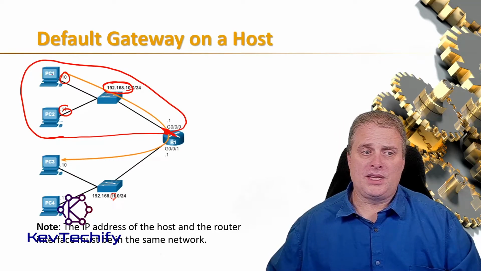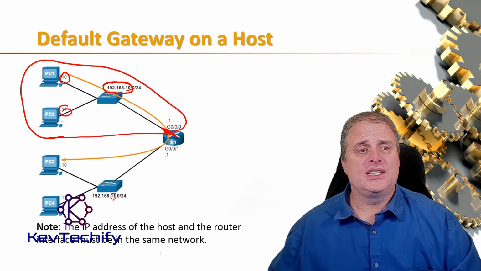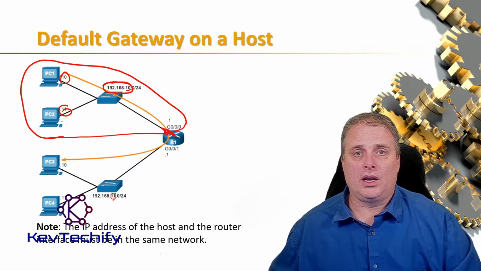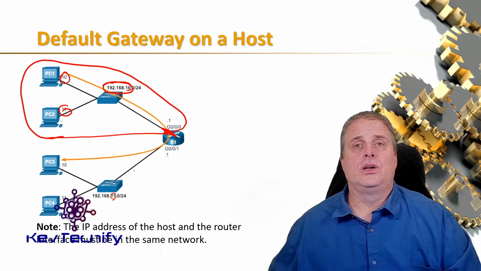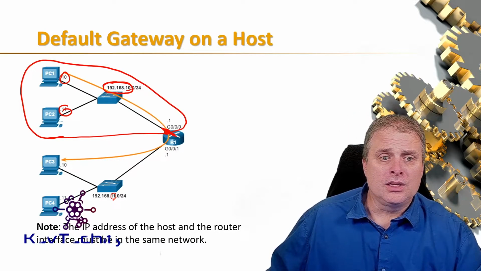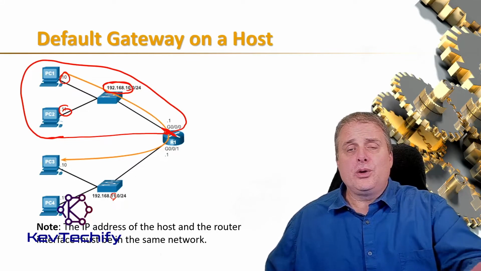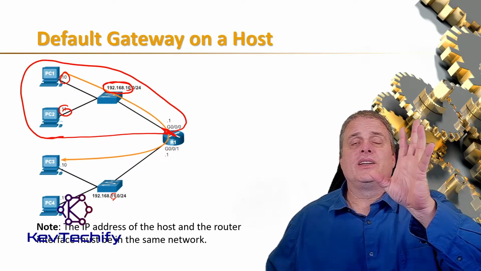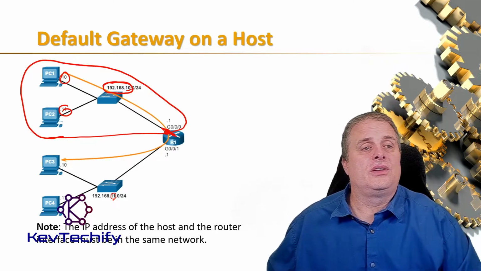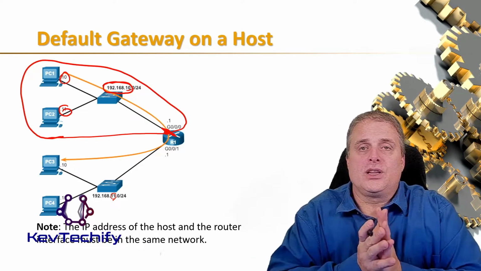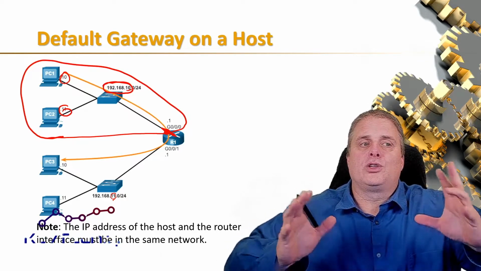So PC1, PC2, any other PCs connected into this switch have to go through this gateway right here to go on to the other network. So that's our default gateway. It has to be on your network, but it has to be on a device that connects to other networks. And once you understand that, that helps a lot because we have to understand how traffic works.